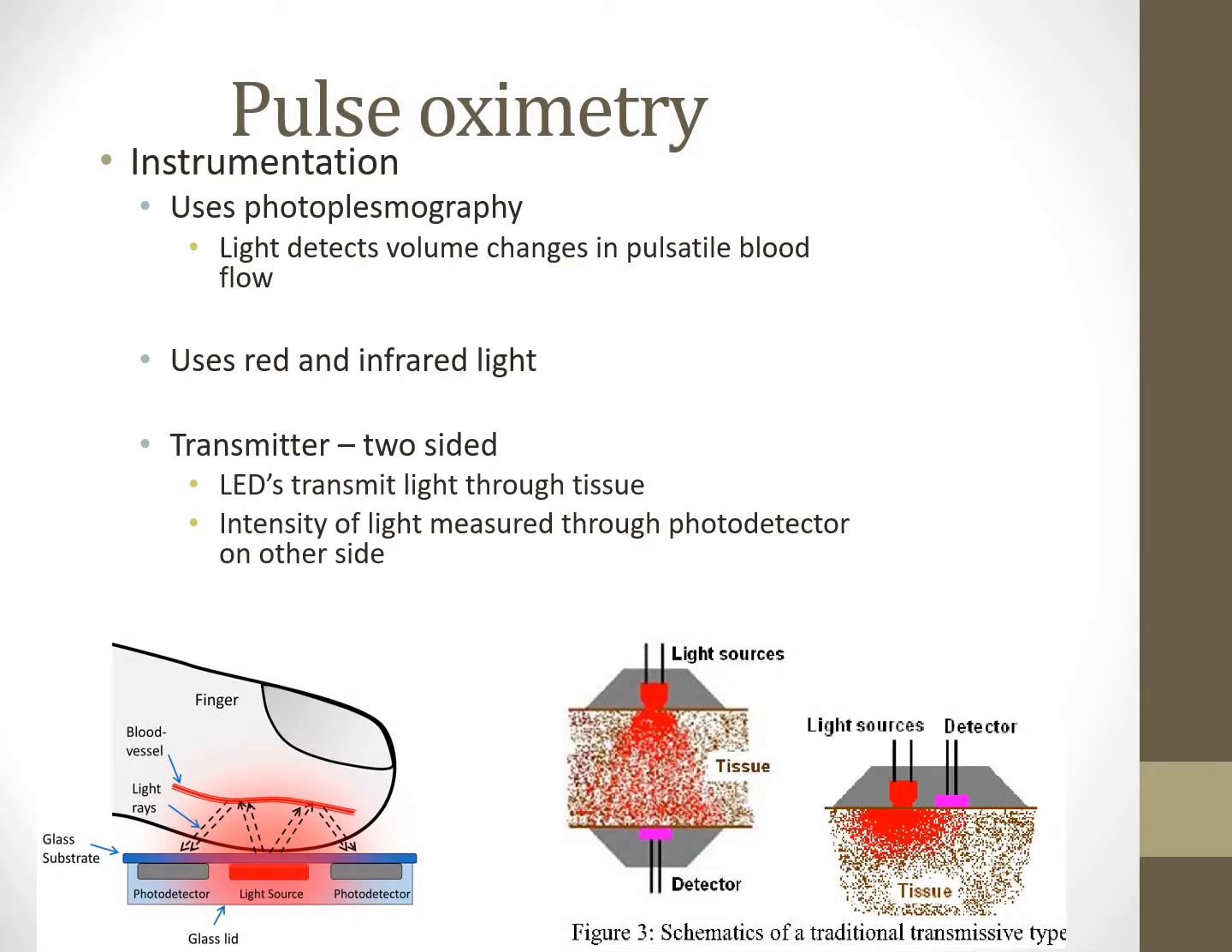Instrumentation: we're looking at using light waves, so it uses nanometers, and I think we talked about this in pulmonary, it uses volume changes. Light detects volume changes in the pulsatile blood flow, so it uses infrared light to either reflect or refract at the site. So you'll have the LED transmit light into or through the tissue. Usually they're two-sided. That's what you see with the finger pulse oxes, where the light's on one side and the detector's on the other side. So it'll transmit through the tissue to the other side, and that's traditionally what's used.